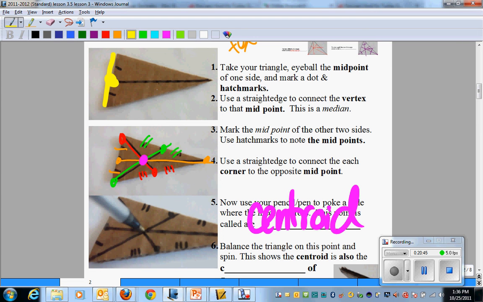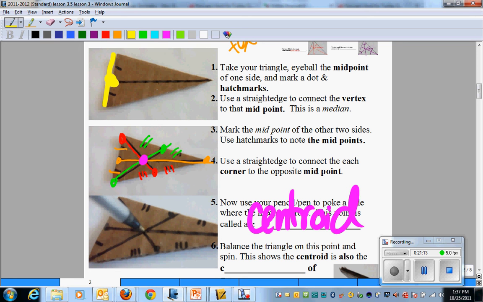Students, what's the other name? I'd like you to take your pencil, now poke right in the middle at the centroid. You have now found the centroid by doing this. Put the triangle on top of the pen and try to give it a spin. If you've done this correctly, it will spin flat. Just a little poke, not all the way through.